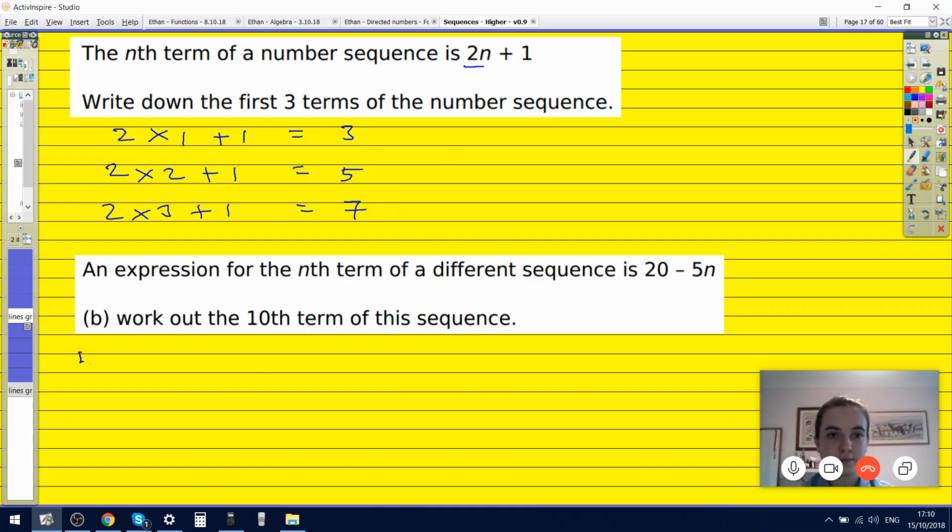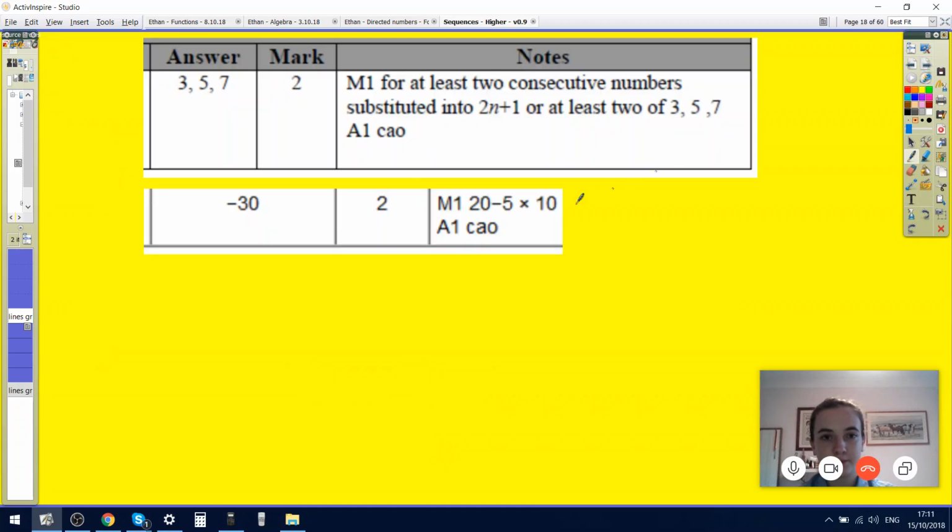And how about B? So then 10 times 5. No, 10 times minus 5. Plus 20. Mm-hmm. So then minus 50 plus 20, so then minus 30. Yeah. Minus 30.